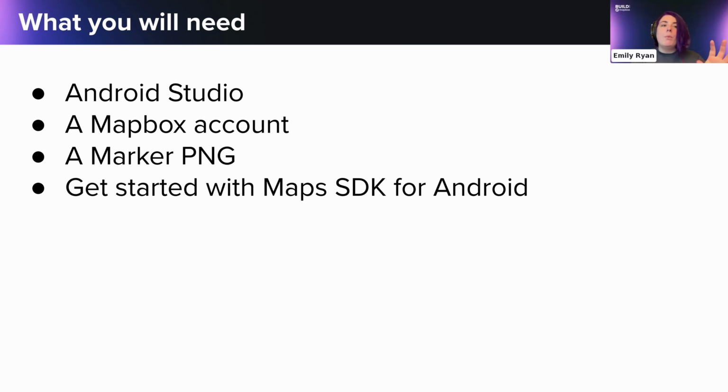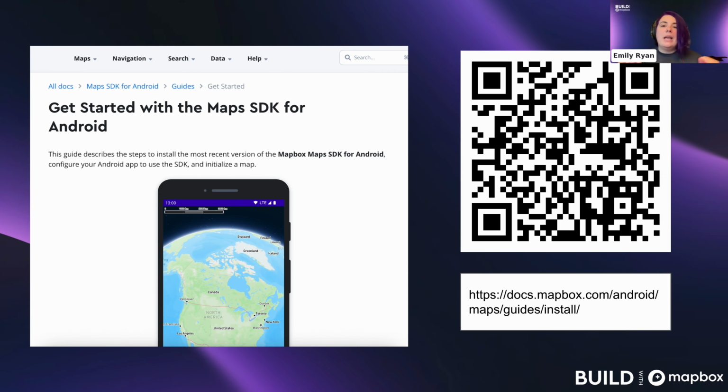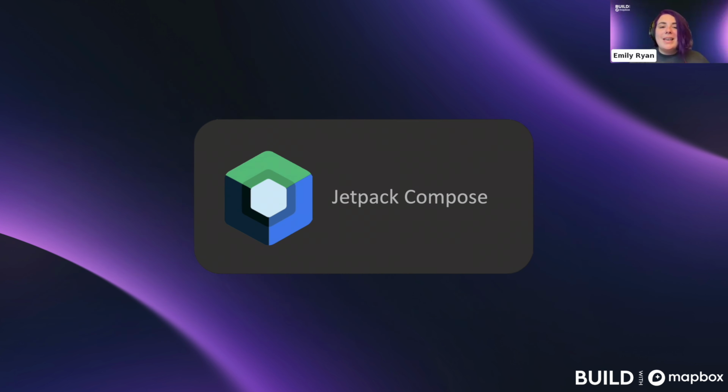If you want to follow along while we're going through these code examples, you'll just need Android Studio, a Mapbox account, a PNG to use for a custom marker, and then the Getting Started with Mapbox SDK for Android tutorial, which you can actually access with the QR code here or type out the link as you see on the screen. But yeah, again, if you want to follow along, you're more than welcome. Also, this is going to be based in Jetpack Compose, so all the code examples I'll be going through will be using that. A lot of our tutorials and code snippets do have views examples, but later in the presentation, I will be manually typing some stuff out. So just as a heads up.